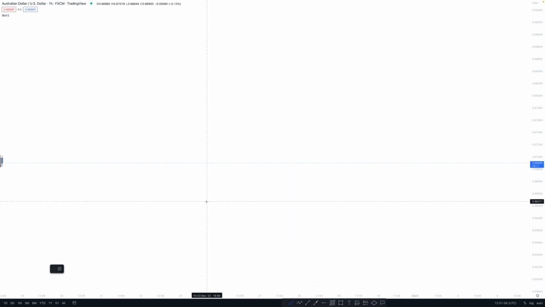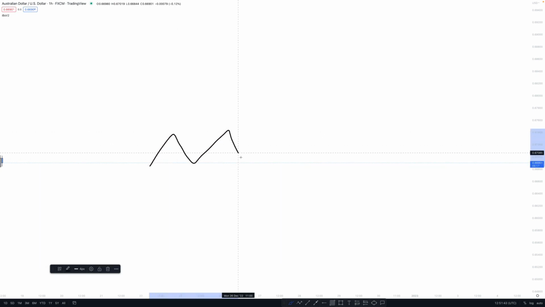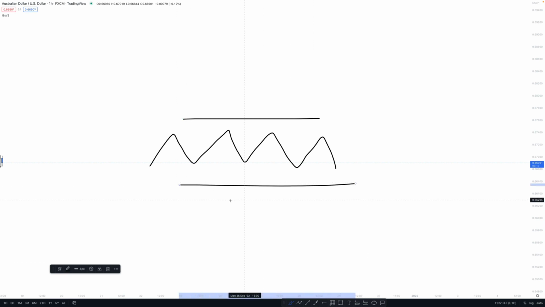Okay, guys, so there's another type of market structure, and that is sideways trend. You're going to see the price action going sideways. Usually when price action is moving sideways, there is no clear direction in the market. Bearish momentum is present, and at the same time bullish momentum is present. So there are equal buyers and sellers in the market.